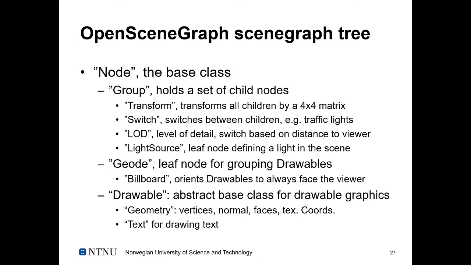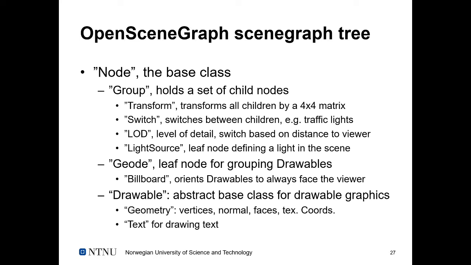Now the core of this, or at the base of this, is basically a node again. It's a base class, and from this you can have different types of nodes, like for example group nodes, which we talked about briefly in the previous video. The group node typically groups a set of children in which these children, for example, can be transformed in the same way. They can be switched between, which is then called a switch node. So you switch between children, like for example you would do if you would like to simulate a traffic light, where you have one node for red, one for orange, and one for green.